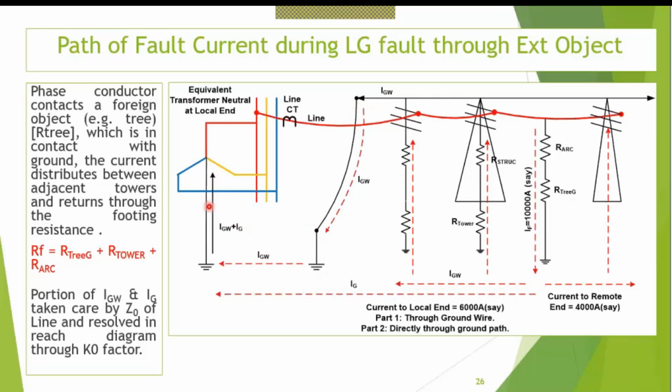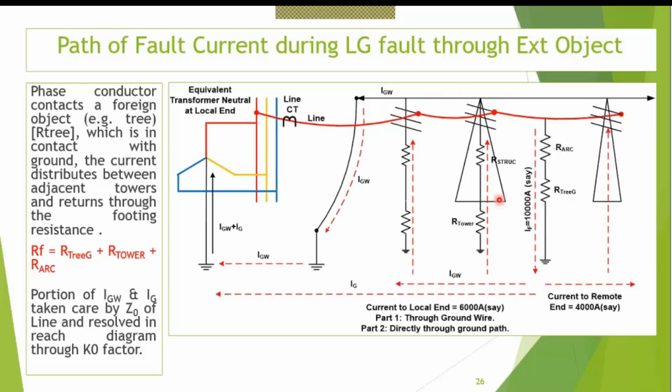Now this transformer neutral, if there is only one transformer, then the whole current will come through this transformer. This is handling both these currents, IG. Now after that, this is again flowing back to the source, to this point. The pathway is somewhat like this.